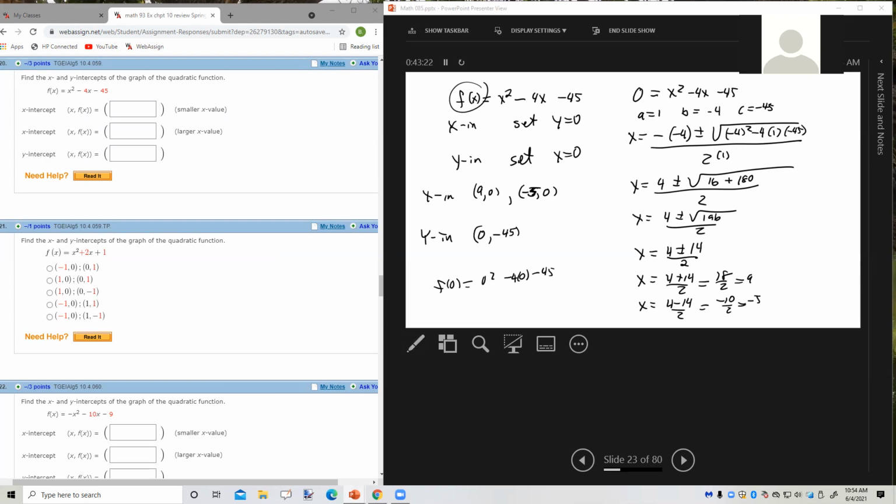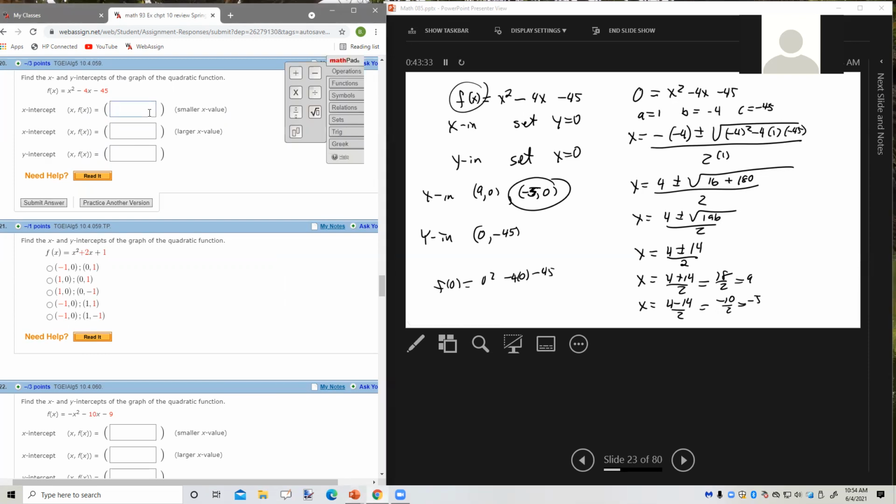Now, I want to point out on these instructions, it says to put the larger x value first. So I'm going to write this one first. You can have the correct answers and you switch them around, and WebAssign marks them both wrong. So you've got to read and follow the directions. Also, a lot of people for intercepts left out the 0. They didn't write an ordered pair. It's got to be an ordered pair.